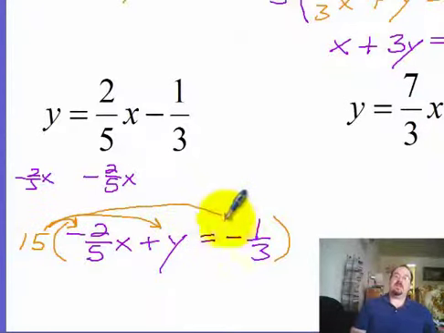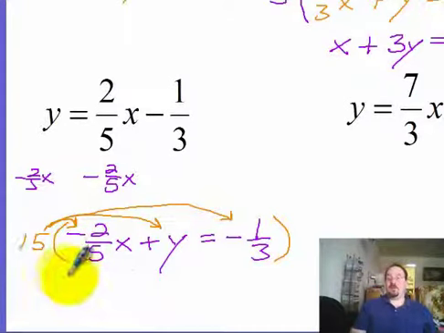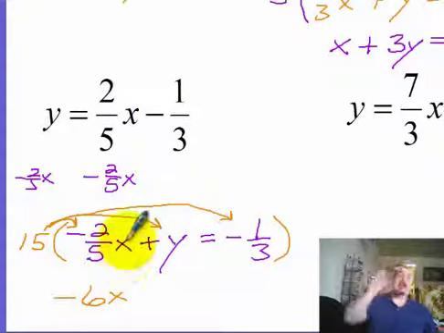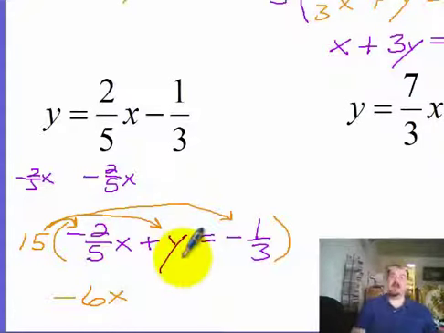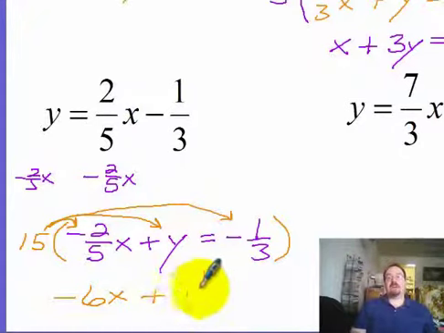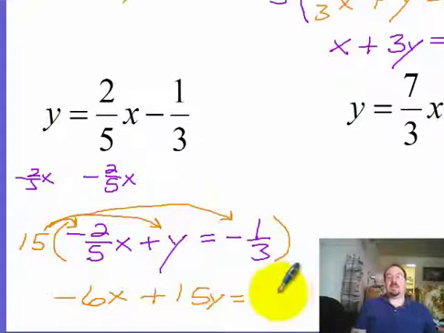so I multiply everything by 15, 15 times negative 2/5. You can do that off to the side or use your calculator. You actually end up with negative 6x. Now the x you wouldn't have been able to put in your calculator, so you just do negative 2/5 times 15 and put that in the calculator. Plus 15y. And then 15 times negative 1/3 is just negative 5.